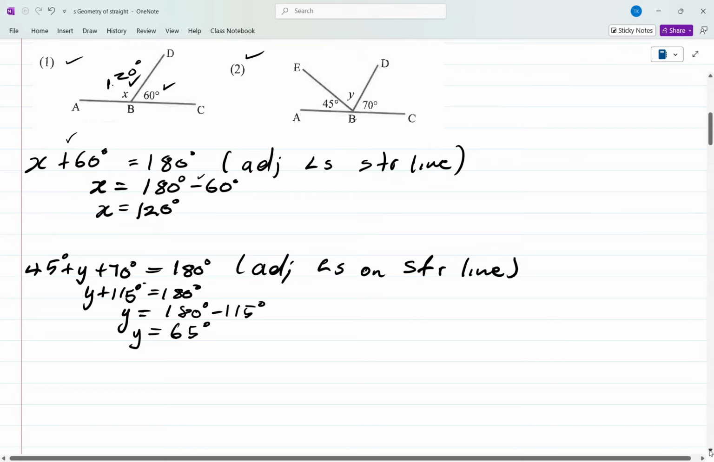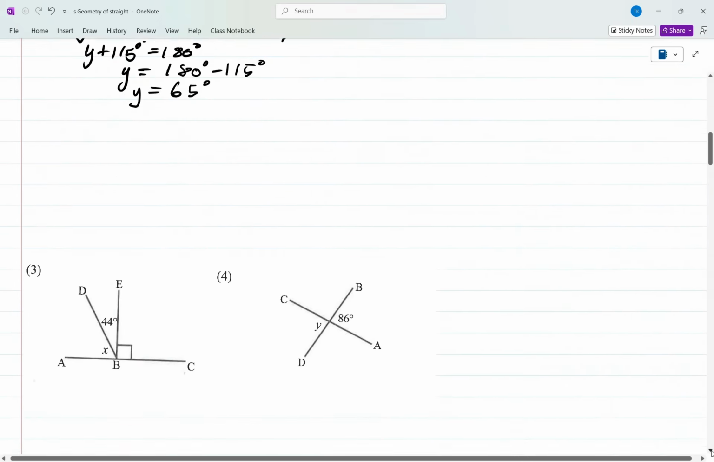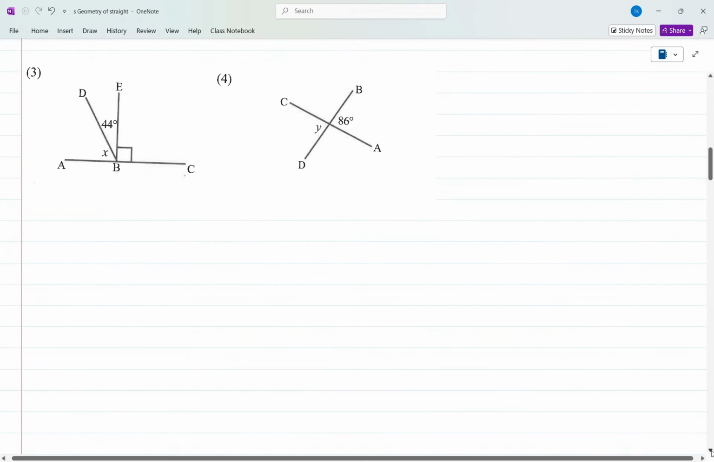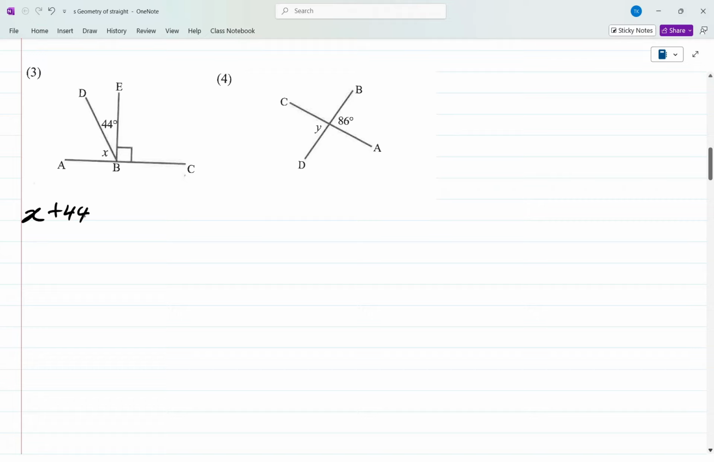We have the next question here. We have number 3 and 4. We are still calculating the value of x and the value of y. Right, with number 3, we are still going to say x plus 44 degrees plus 90. You must still get 180.